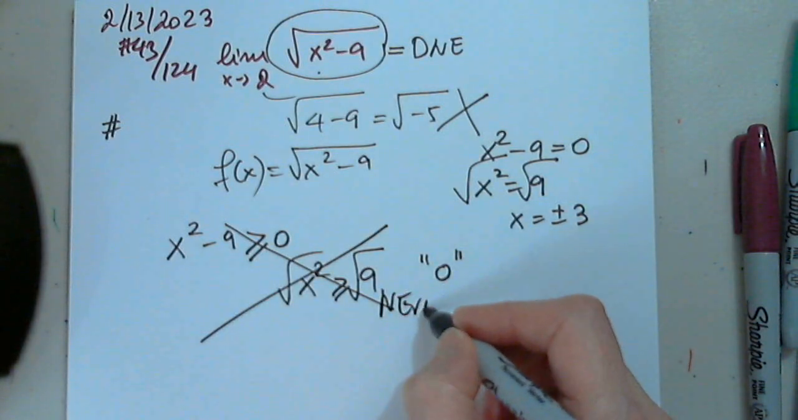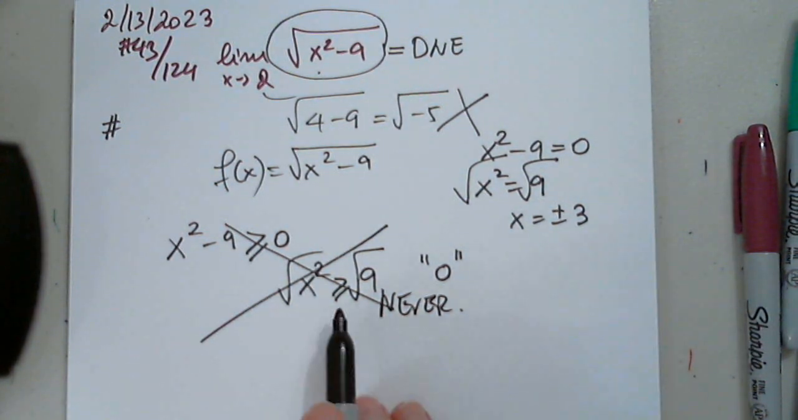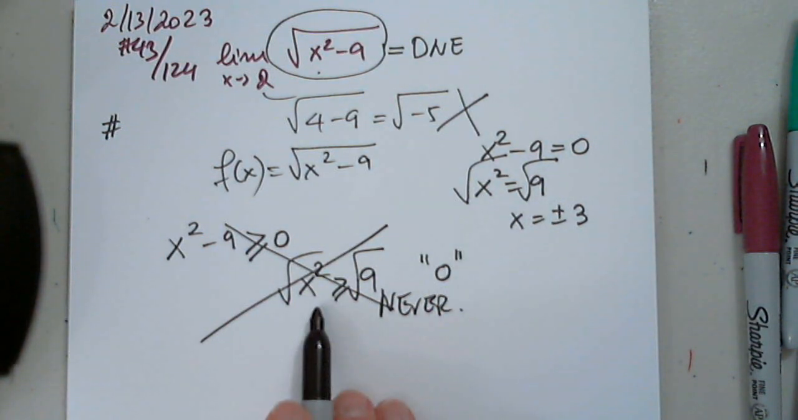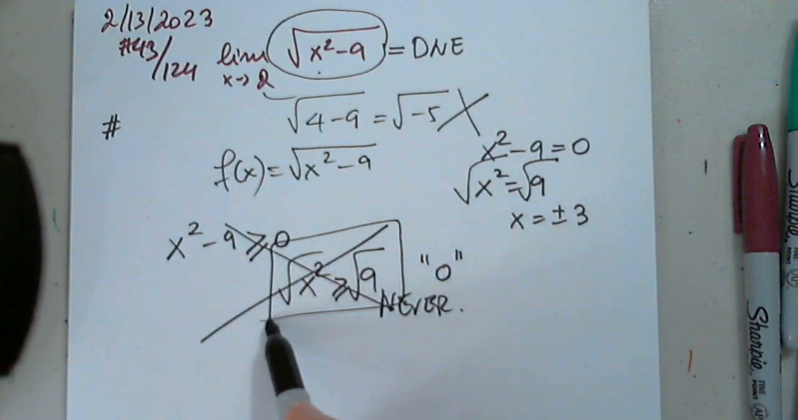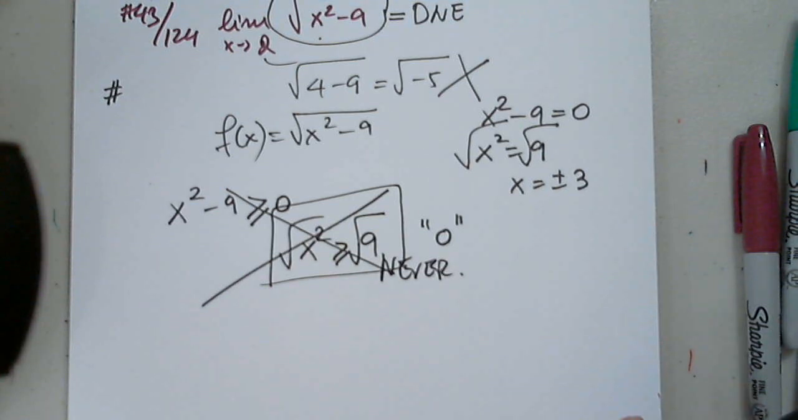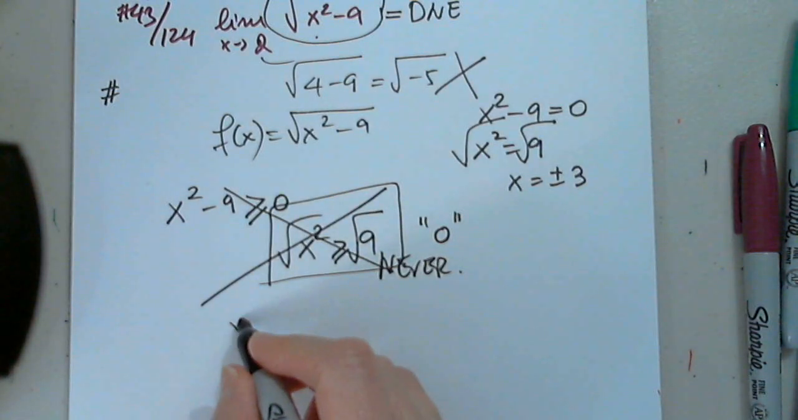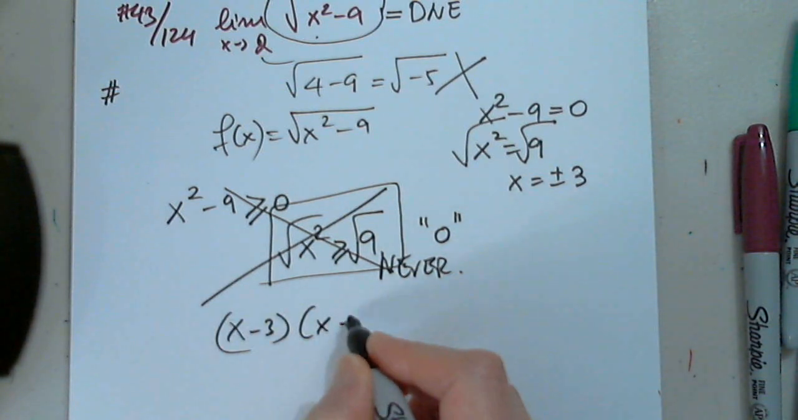Never. This is not allowed. It is allowed in an equation, but not allowed in an inequality. So please do not do this. Okay? What you have to do, and yes, I think I saw a different method. Awesome method, acceptable. But you have to show that you factor.